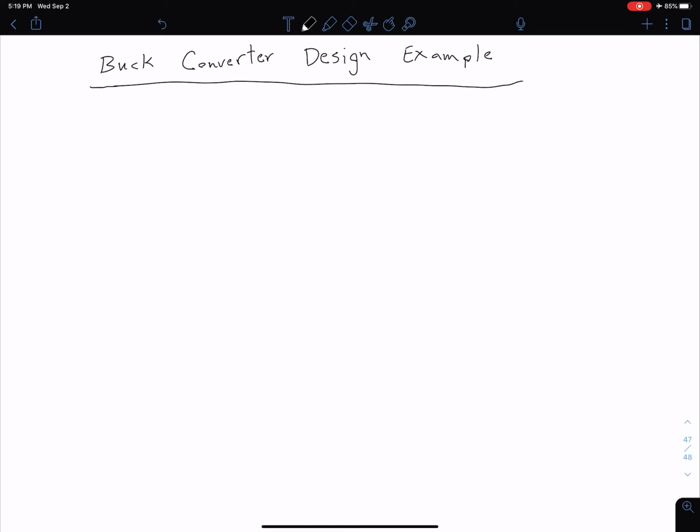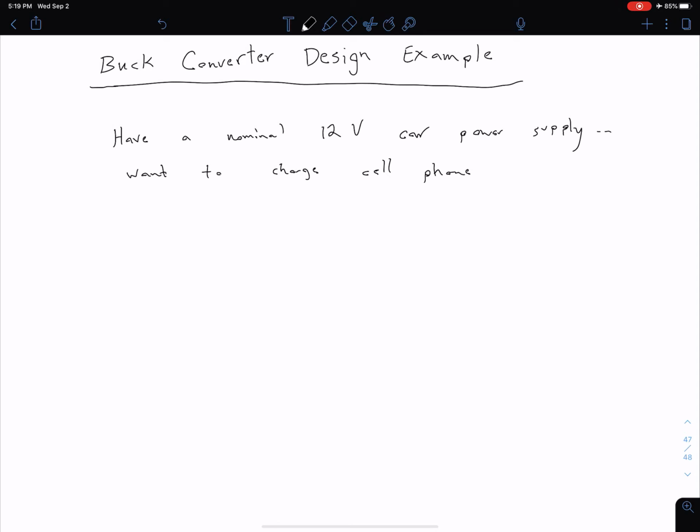For this design example, we're saying that we have a nominal 12 volt input from a car battery, and we want to use that 12 volt battery to charge a phone. So car power supply, and we want to use that to charge a cell phone. We want to charge our cell phone at a voltage of 3.6 volts.